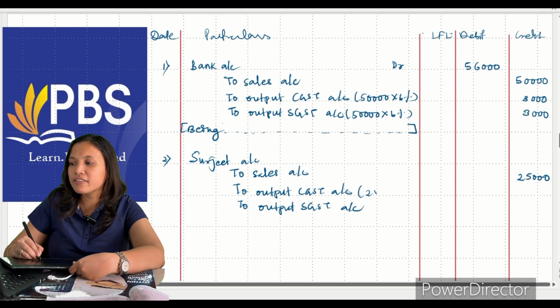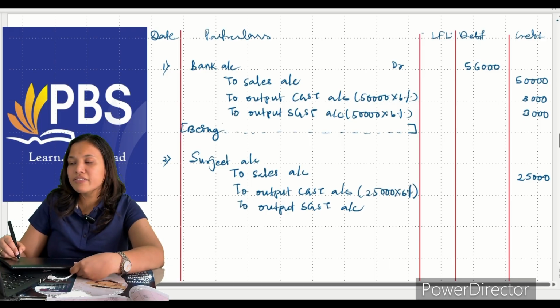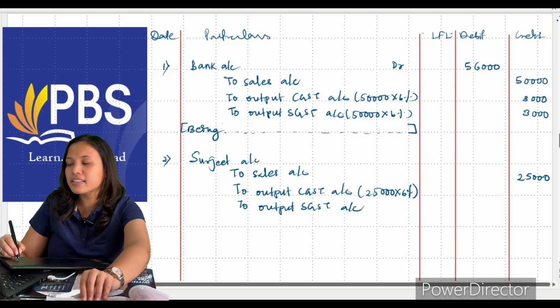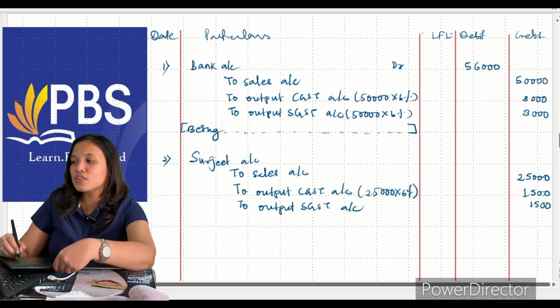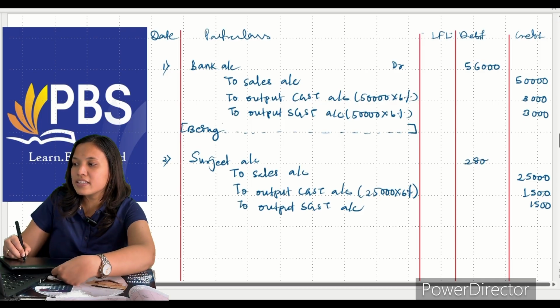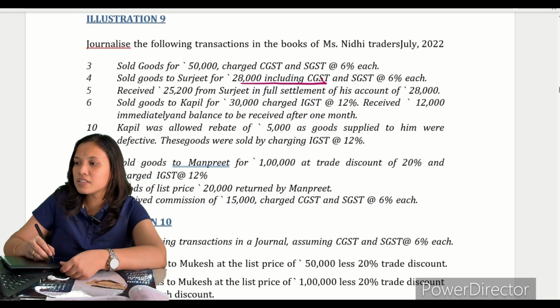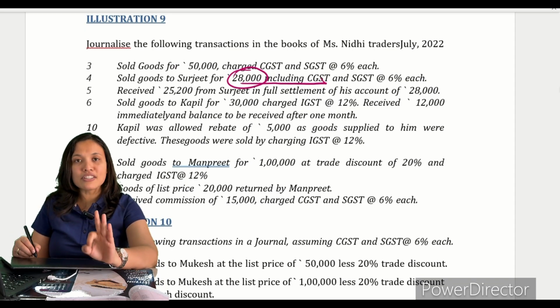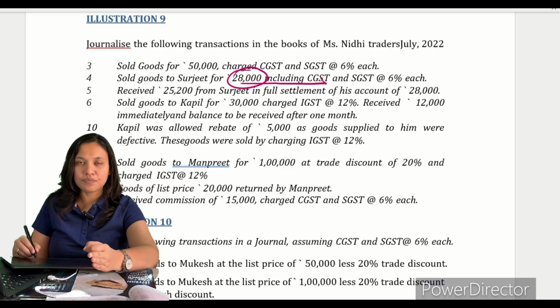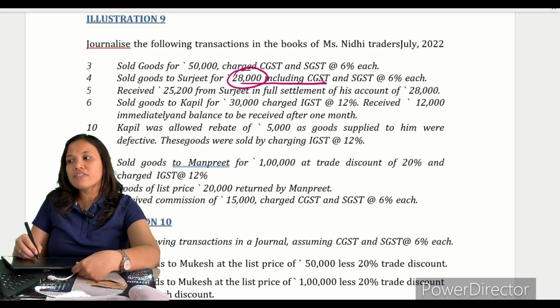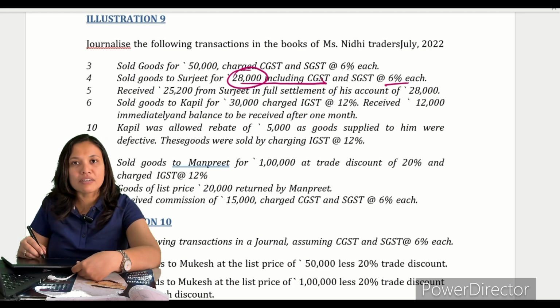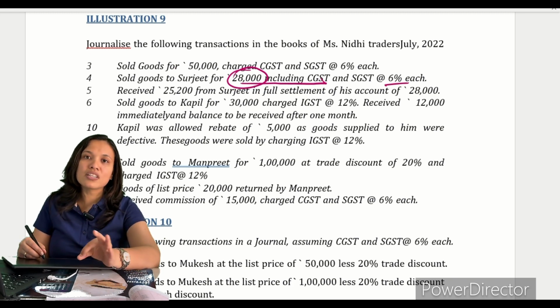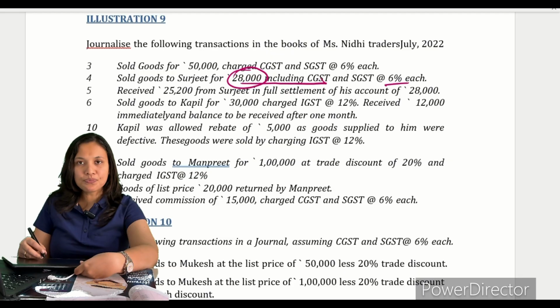Now calculate 25,000 into 6%. So it is 1,500 and 1,500. So total will go to 28,000. See, now we got it or not? This is my 28,000. Whenever it is given inclusive, please be attentive. You have to do 100 plus whatever is the tax rate, into 100, to get either the purchase value or sales value.